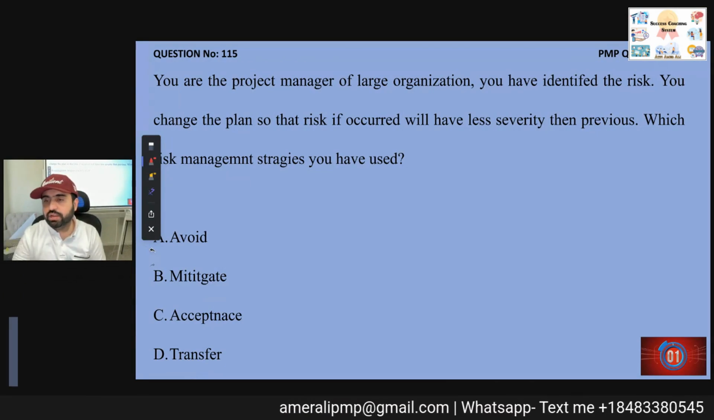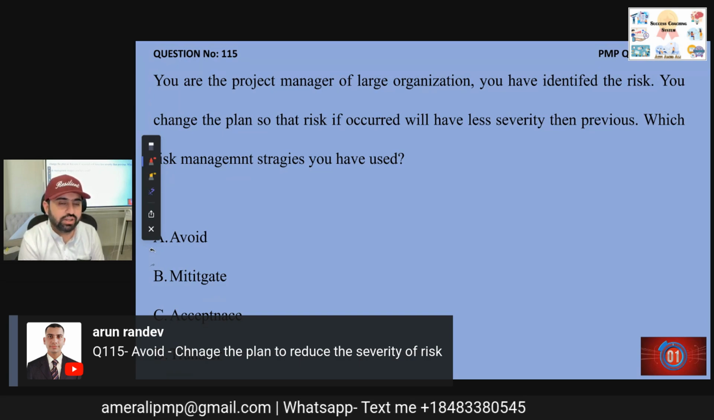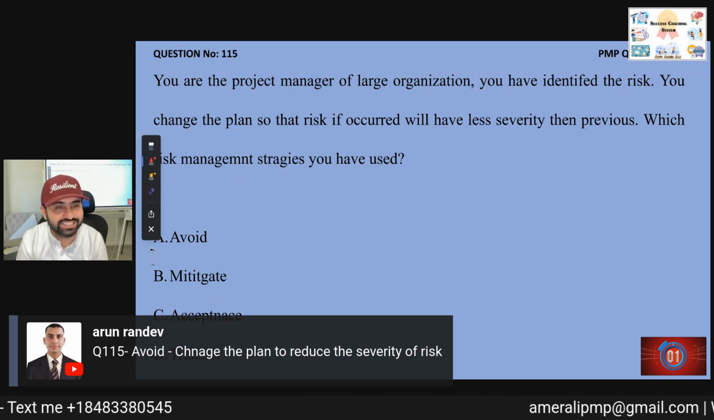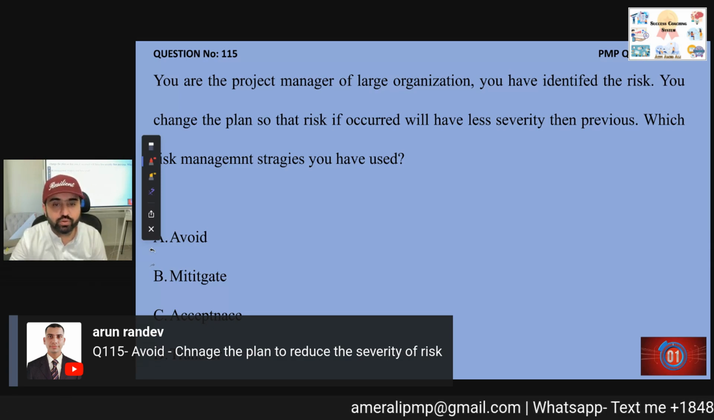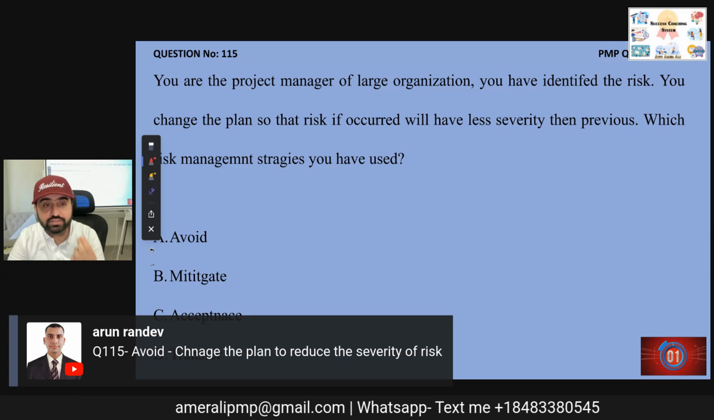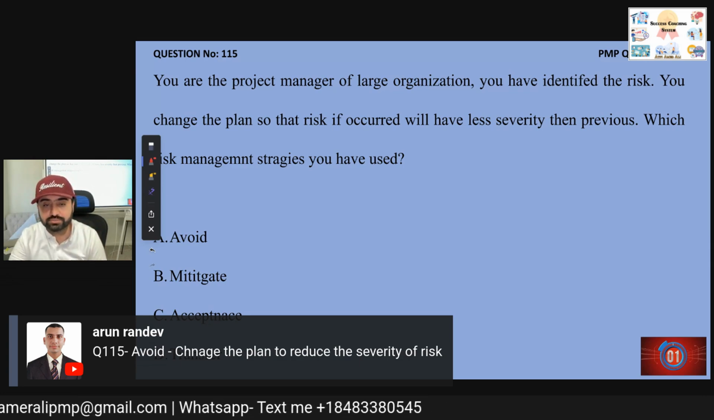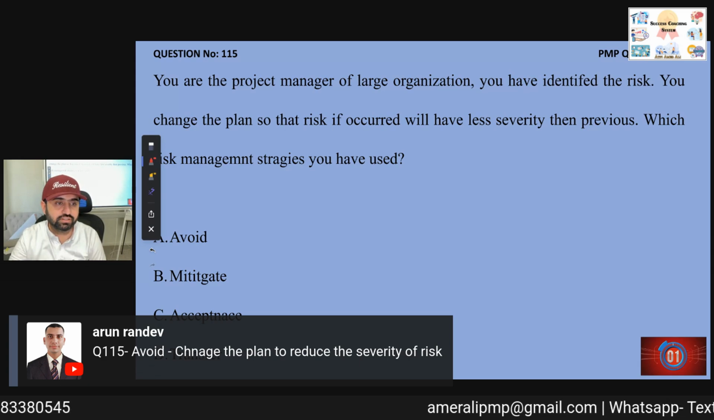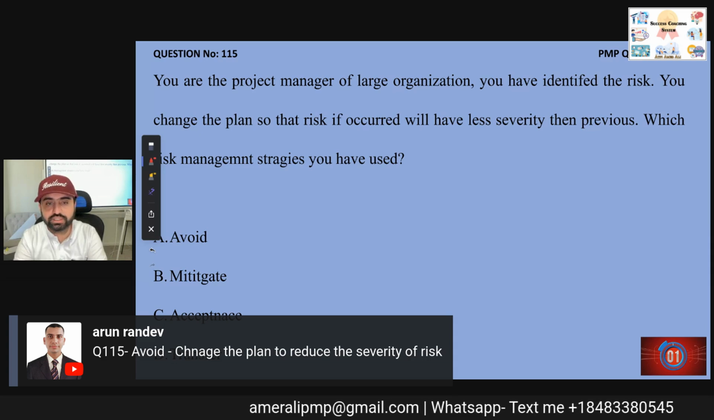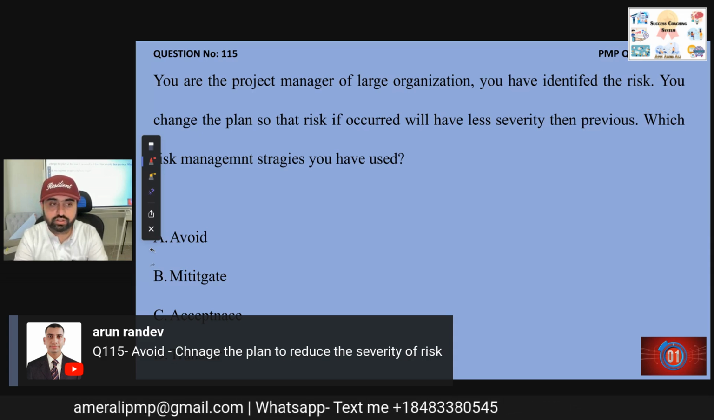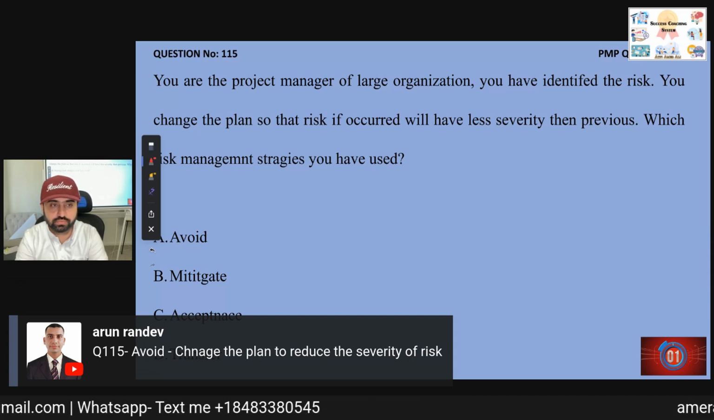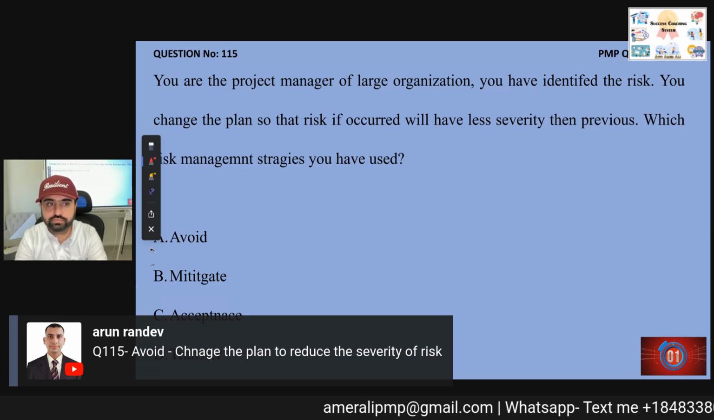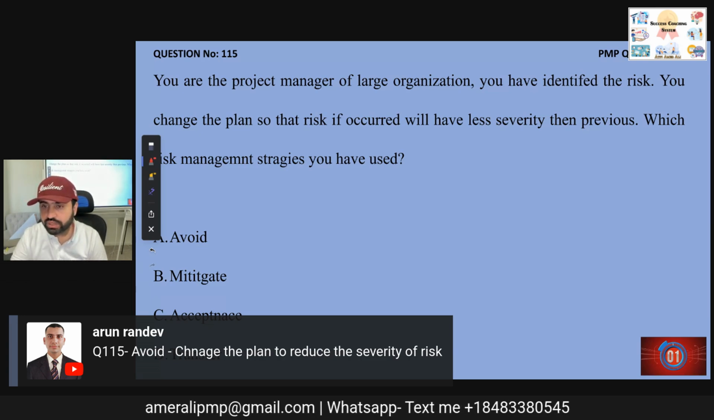Change the plan to reduce the severity? No, we don't change the plan. Whenever, Arun, avoid is making the probability zero or impact zero, brother. If the severity is less, you did not avoid the risk, brother. You made it mitigated. You mitigated that risk, brother. This is something that we need to understand. Is it clear? Okay, I hope that is clear to everyone.